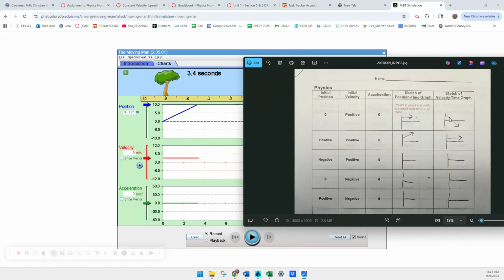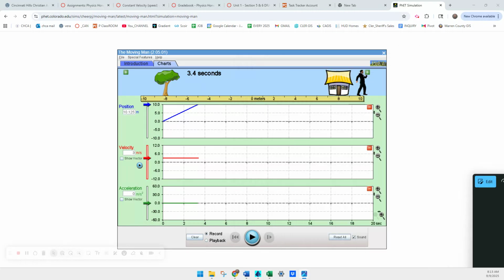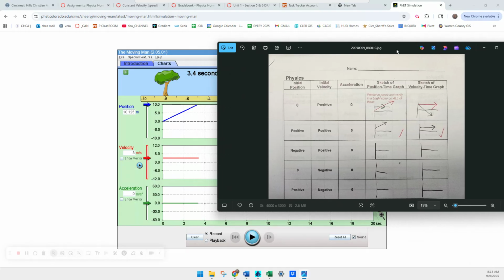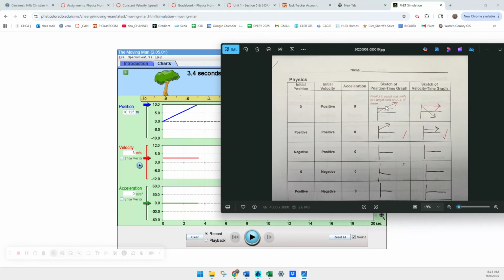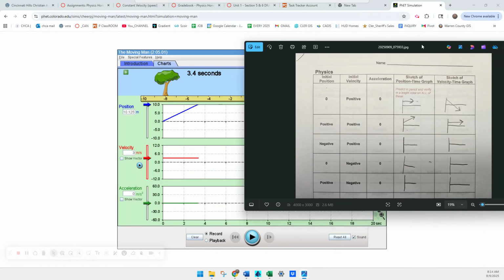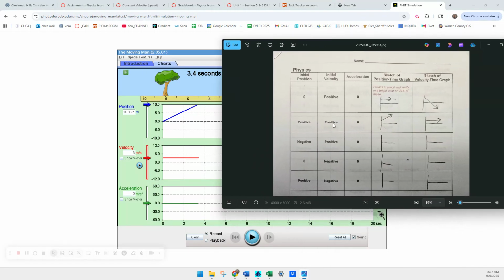No, we weren't right. So what you would do then is with a bright colored pen, you would fix it. So you would say, well, here's what it should have looked like. Here's what it should have looked like in red. Okay? And so then if we go back to our second line, we could look at our second one. It says positive, positive, 0.